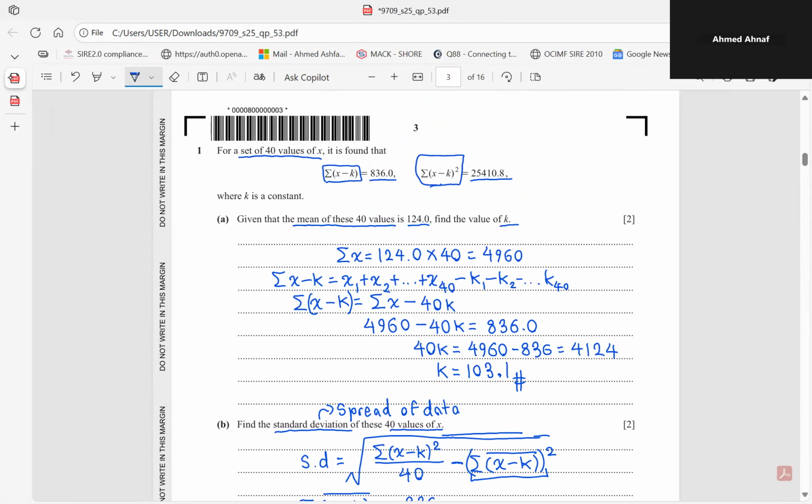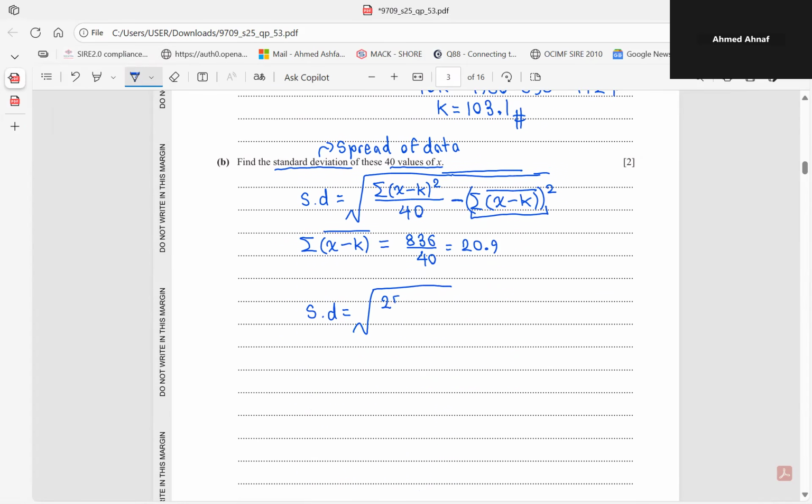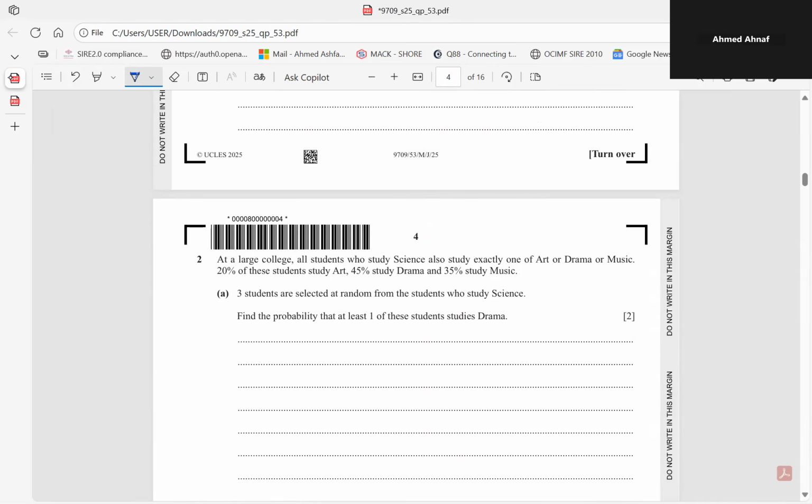Okay, and so now we can start substituting everything. So this is 25410.8 divided by 40 minus 20.9 squared. Type it into your calculator. You would get 14.1 to 3 SF. So this is our final answer for this part, as well as the entire question. Let's head on to the next question.